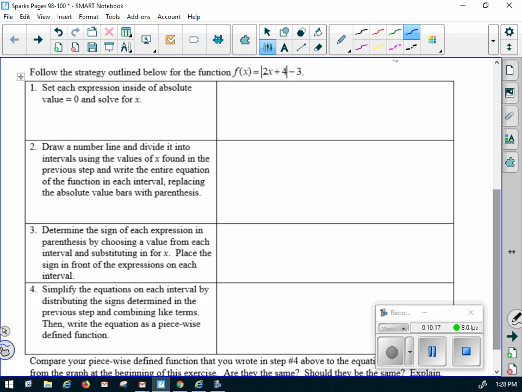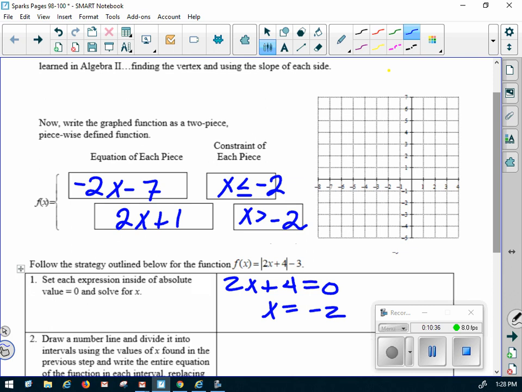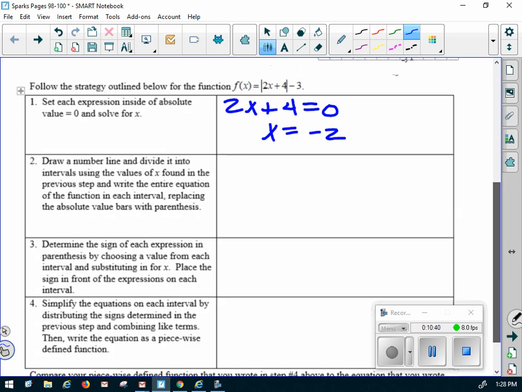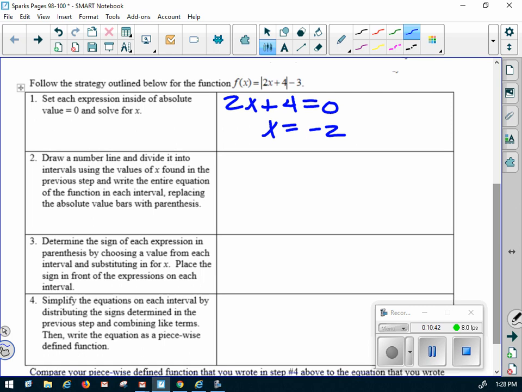What do you see inside absolute value bars? 2x plus 4. So you're going to write 2x plus 4, set it equal to 0, and solve for x. What do you get? -2, ladies and gentlemen. Do you remember we had a shift left 2, didn't we? That shift left 2 comes from right here, -2.